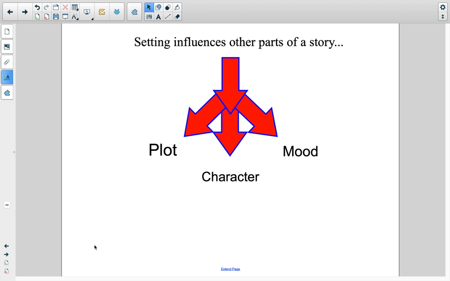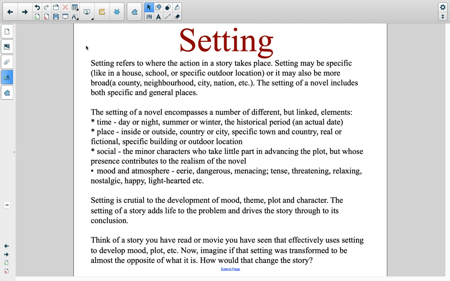I imagine there'll be a lot of stories written about our experience this year with COVID-19, and that would, of course, have a huge influence from setting. So setting has huge influences on the plot of a story. That is what takes place in the story, the characters, but also the mood of the story, the general feeling you get when you read a story. So this is just sort of a quick definition.